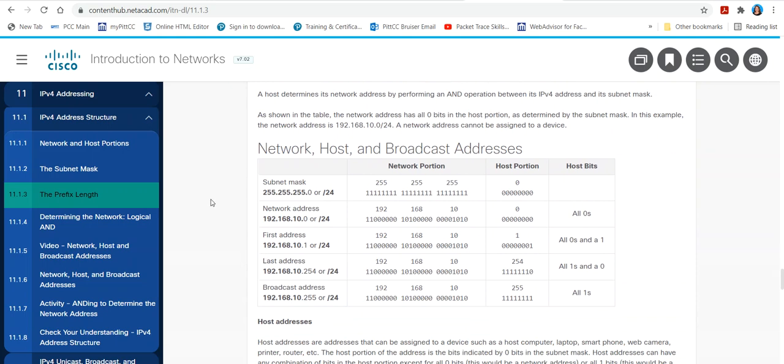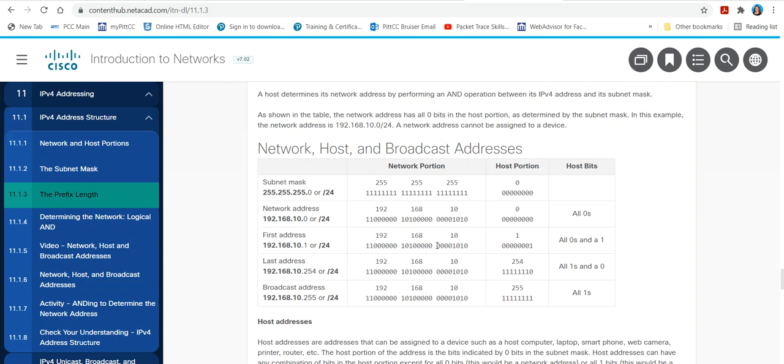So let's look at this scenario here. There's your network address, 192.168.10.0. See, this is all zeros. Broadcast is 192.168.10.255, which is all ones. And do you see the usable addresses are in between, the .1 through the .254?